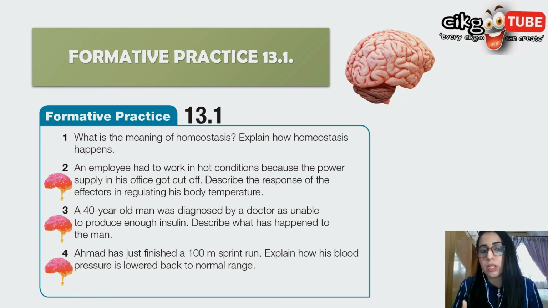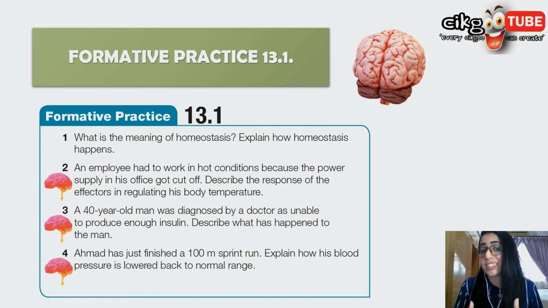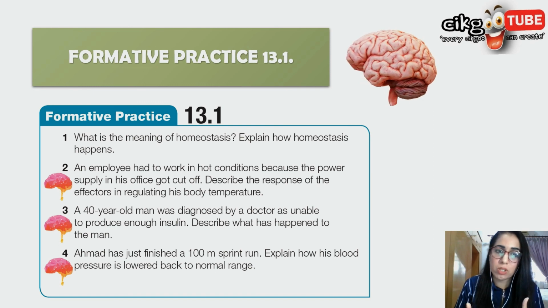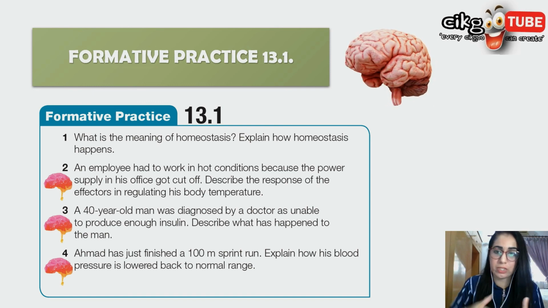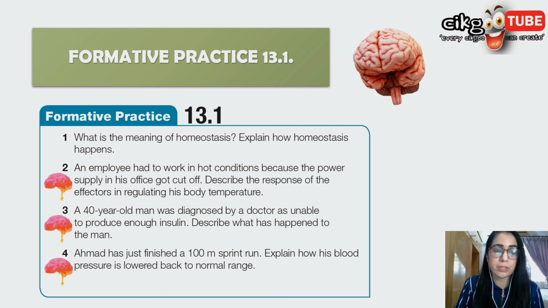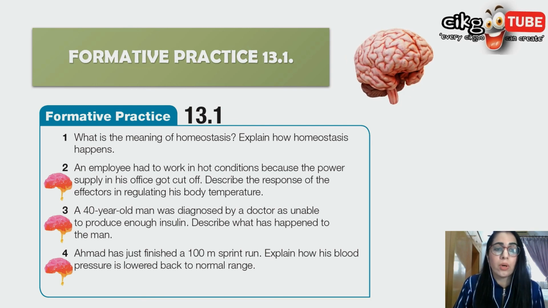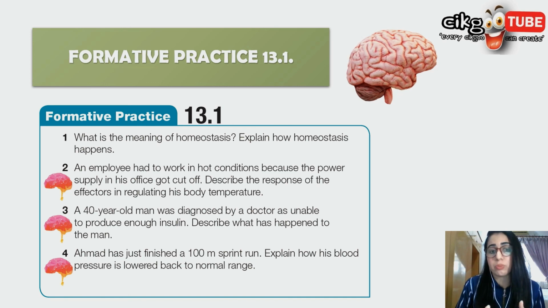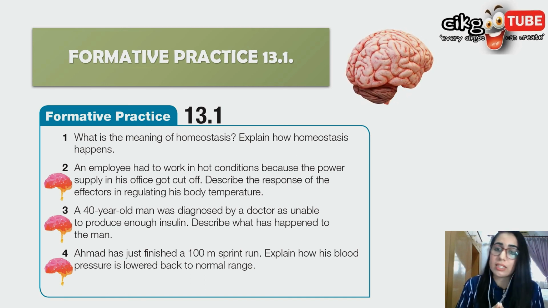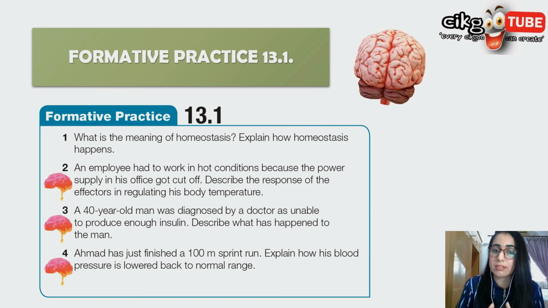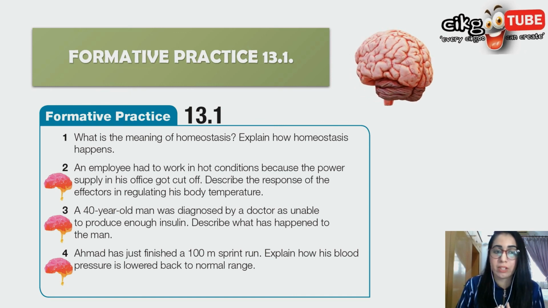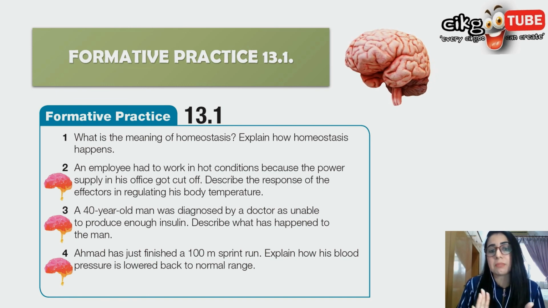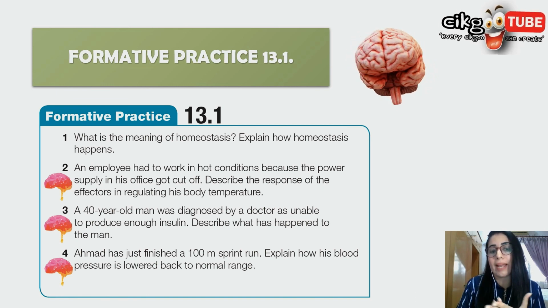Number 2: an employee had to work in hot conditions because the power supply in his office got cut off. Describe the response of effectors in regulating his body temperature. So look back at the regulation of body temperature and describe the flow. Number 3: a 40-year-old man was diagnosed by the doctor as unable to produce enough insulin. This is related to blood glucose level. Describe what has happened to the man. And lastly, Ahmad has just finished a 100-meter sprint run. Explain how his blood pressure is lowered back to normal range.